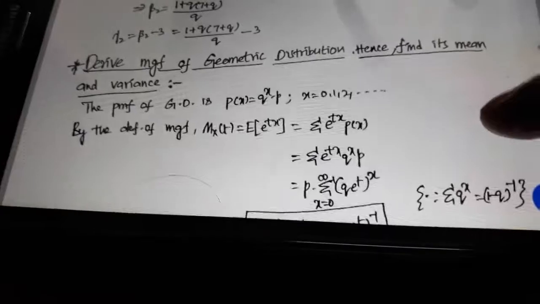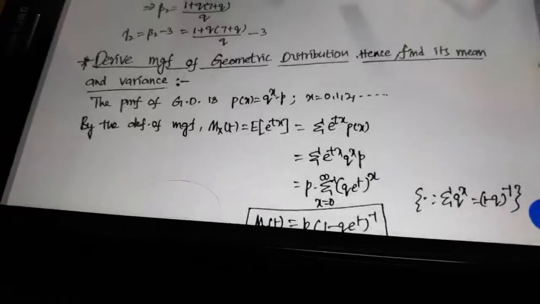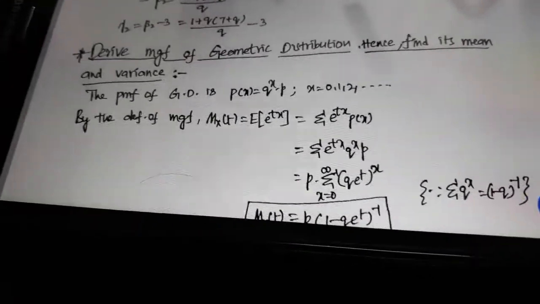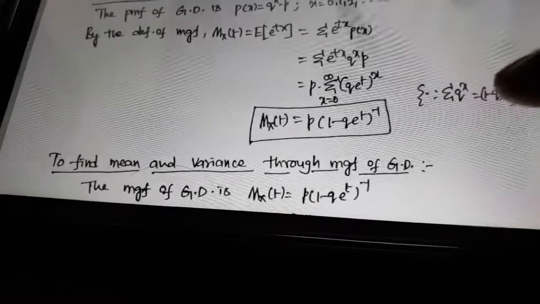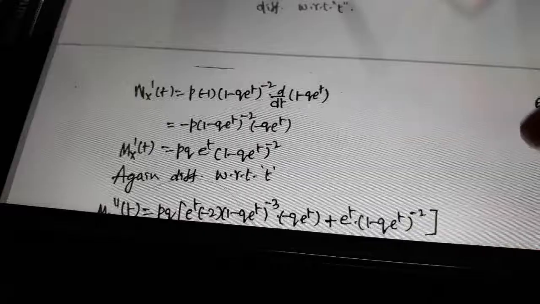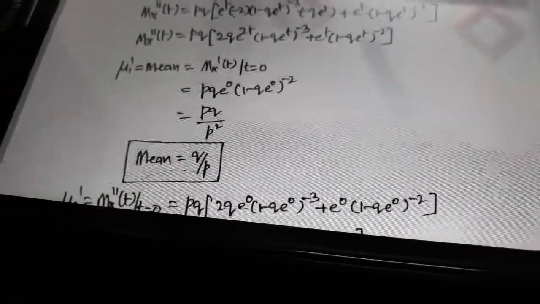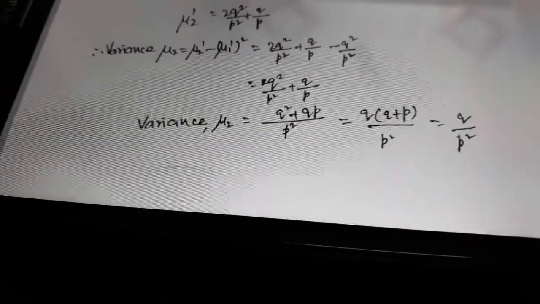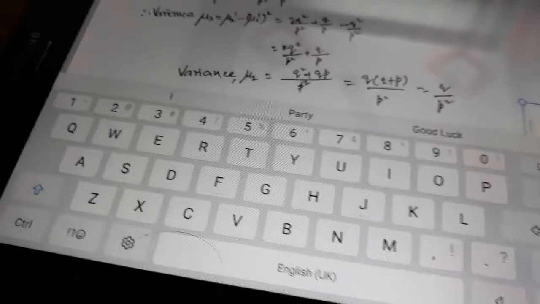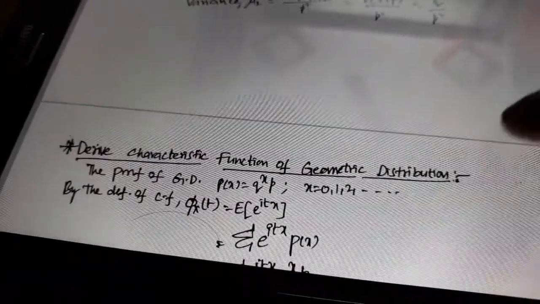Then derive the MGF of the geometric distribution and hence find its mean and variance. You know that the MGF is mx of t, expectation of e power tx, summation of e power tx into p of x. Substitute p of x and simplify. Then differentiate with respect to t and substitute t equal to 0 to get mx dash. Again differentiate with respect to t to get mx double dash, put t equal to 0, and we get mu 1 dash and mu 2 dash. Then mu 2 is mu 2 dash minus mu 1 dash square, which gives the variance. Once we consider it like that, without mentioning the kind, it's the first kind only.